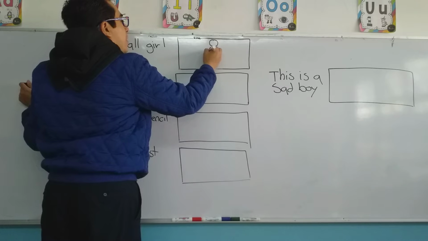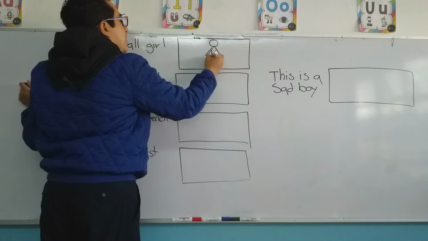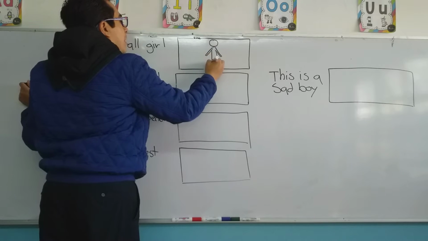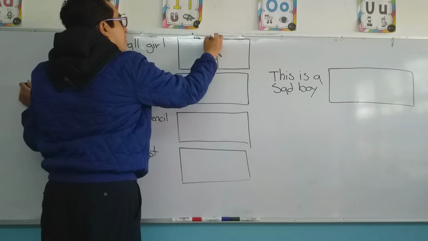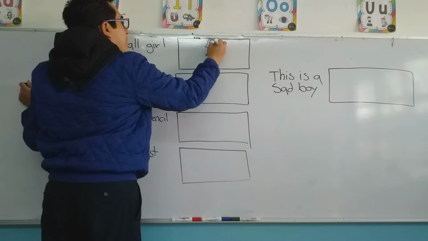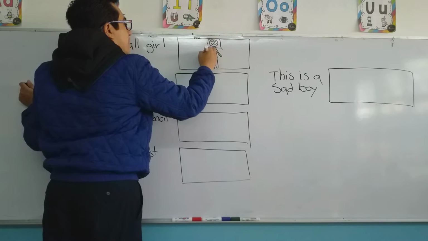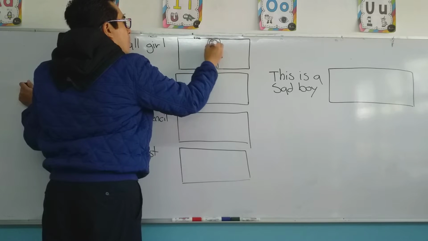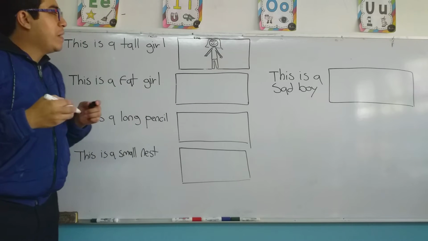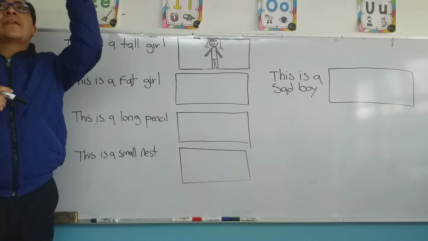We have the arms, we have the body, and the legs. Because we're talking about a tall girl, let's make it look like a female person. So, that's it. Tall girl.